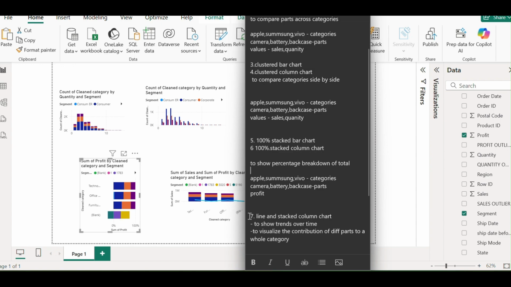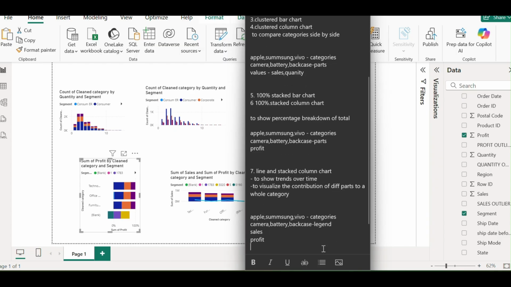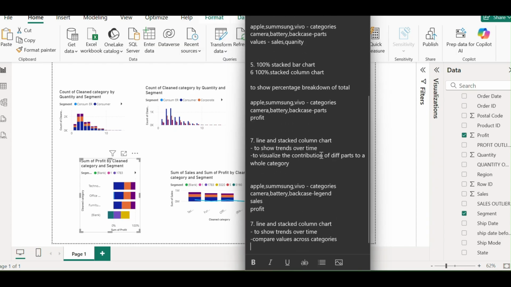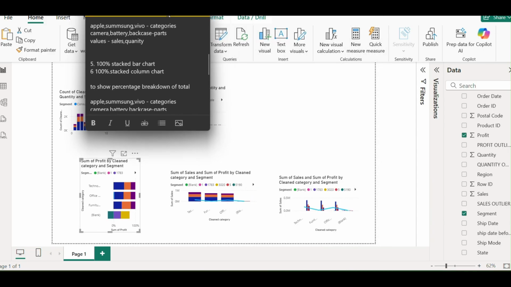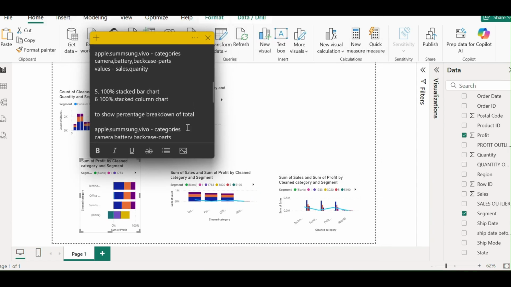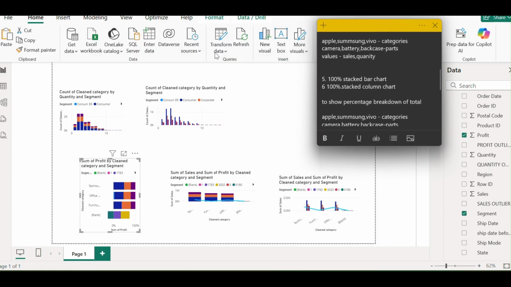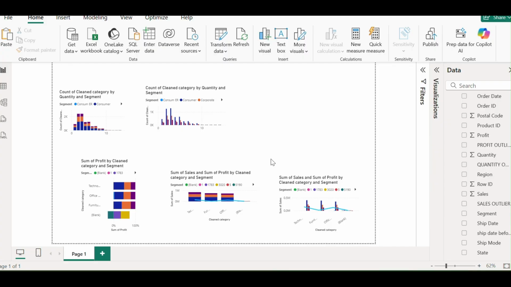Then the line and stacked column chart is to show trend over time. One is to show trend over time, one is to visualize the contribution of different parts. Similarly, the line and clustered column is to show trend and compare values across categories. This is how we create our dashboard using stacked bar and column charts. Totally 8 charts. Okay, thank you.